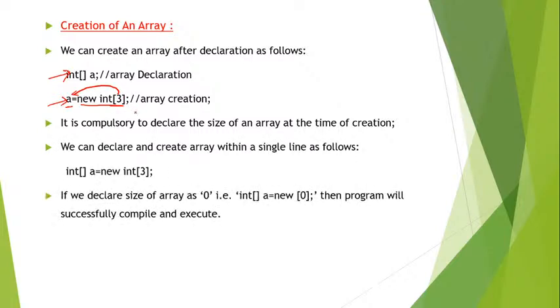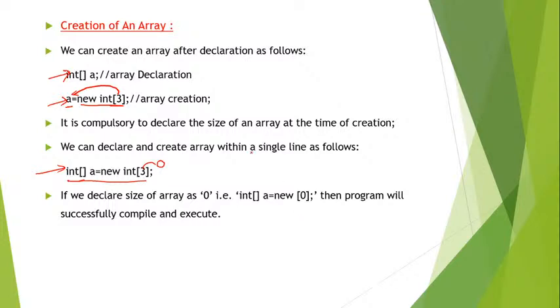After that, if you want to define both of these in a single line, you can simply use int[] a = new int[3]. This is the thing. And consider that you haven't written anything inside your array and you don't want to define the size. That time you do one thing: inside the size, instead of 3, you can also define 0. That means you have created the array with 0 size, but it will not show an error, it will execute successfully.